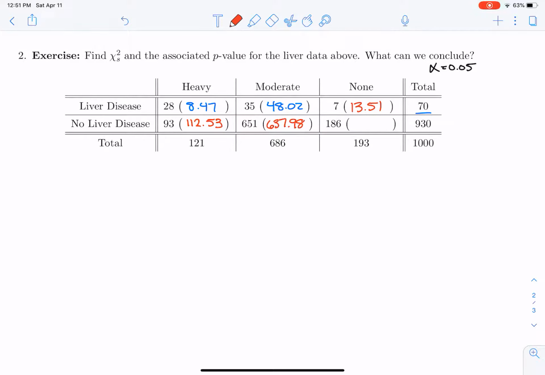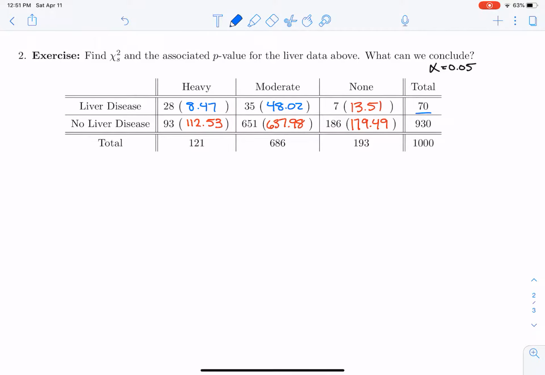And then if I add the 112.53 and the 637.98, I'm going to need to add 179.49 to get to 930. So you can see that I only needed to specify two of them, the two blue expected frequencies, in order to get the rest of them.